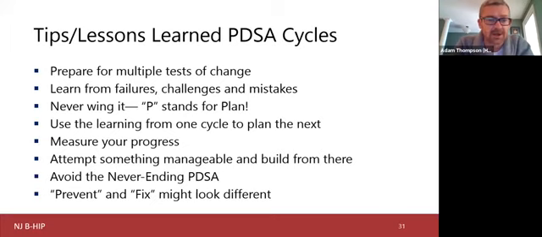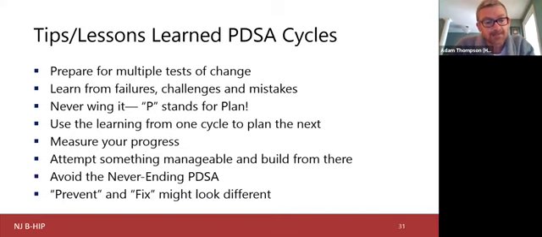So what we wanted to do before we move this into the discussion phase is just go over some tips and lessons learned about PDSA cycles that we've learned through all the years we've been coaching sites. And Lori's got tons of little nuggets to guide you in the process. So we first want to remind you to prepare for multiple tests of change, right? If your plan is one test of change, your coach is going to pick on you. We're going to have to come in and make more change. So be prepared that this is going to happen over and over again.